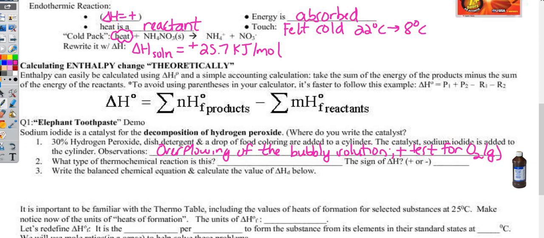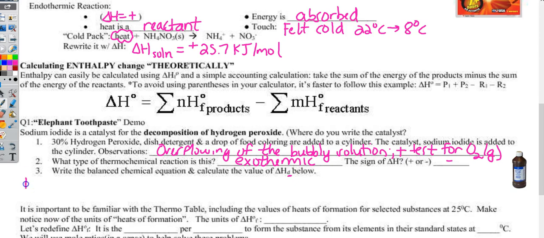What type of thermochemical reaction is it? Well, there was steam coming off of the top. And so we say that this was an exothermic reaction. So what's the sign? Well, if it's releasing heat, then the sign should actually be negative. So write the balanced equation and calculate the value of delta H for decomposition here.